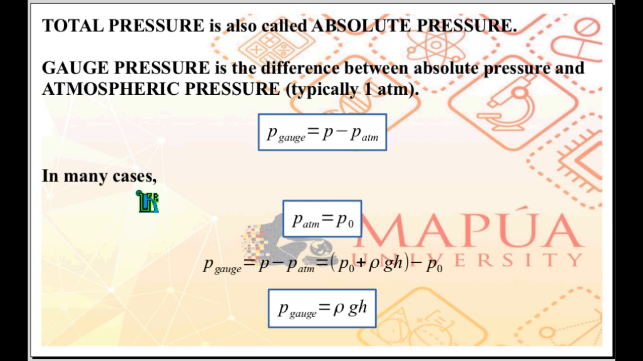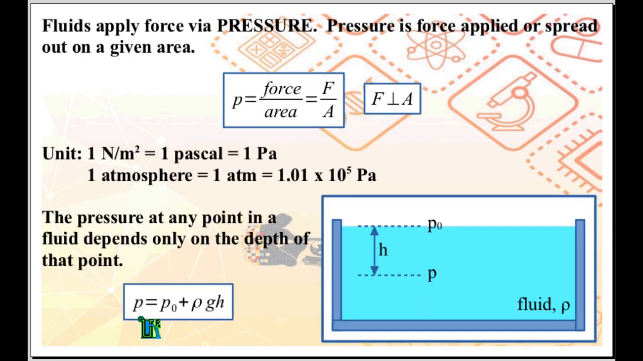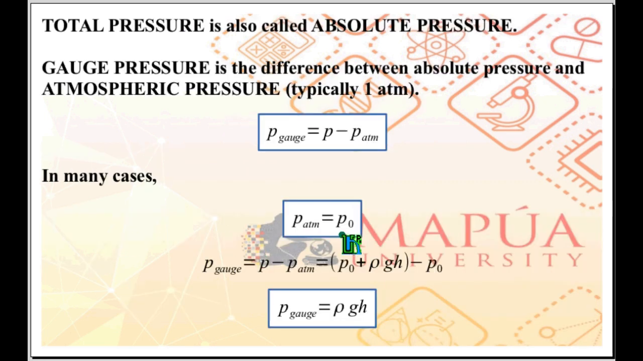In many cases, for P is equal to P naught plus rho g h, P is the total pressure at depth h. So, P may be referred to as absolute pressure. P naught, the pressure at the surface of the fluid. In many cases, this P naught, pressure at the surface of the fluid, P naught is equal to 1 atmosphere in many cases.